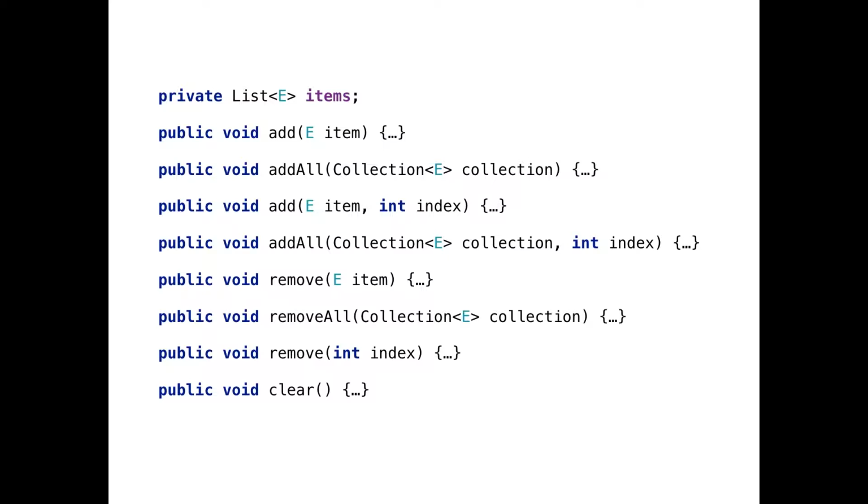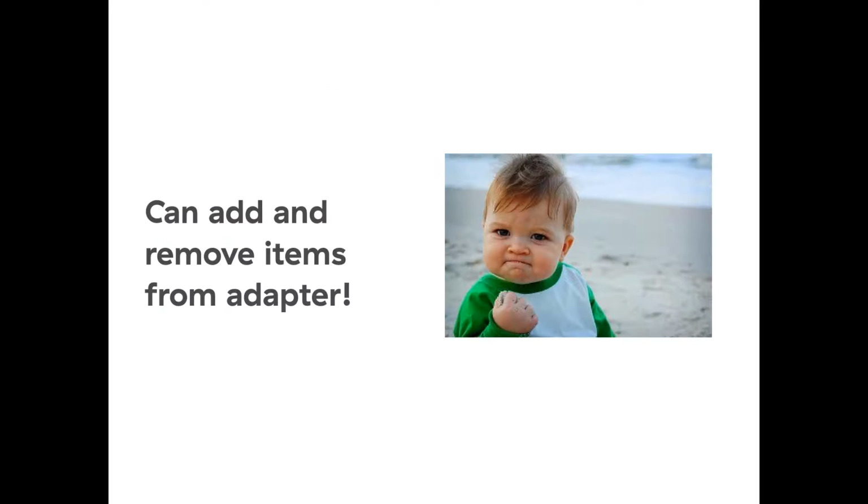So we will define methods like add something to the adapter, add some collection, add something at some index, remove something, remove collection, remove something from an index, clear the adapter. Those are all the methods which in most cases we need in order to add something to the adapter and to remove something from the adapter. So yay, now we can add and remove stuff. But that's the easy part.